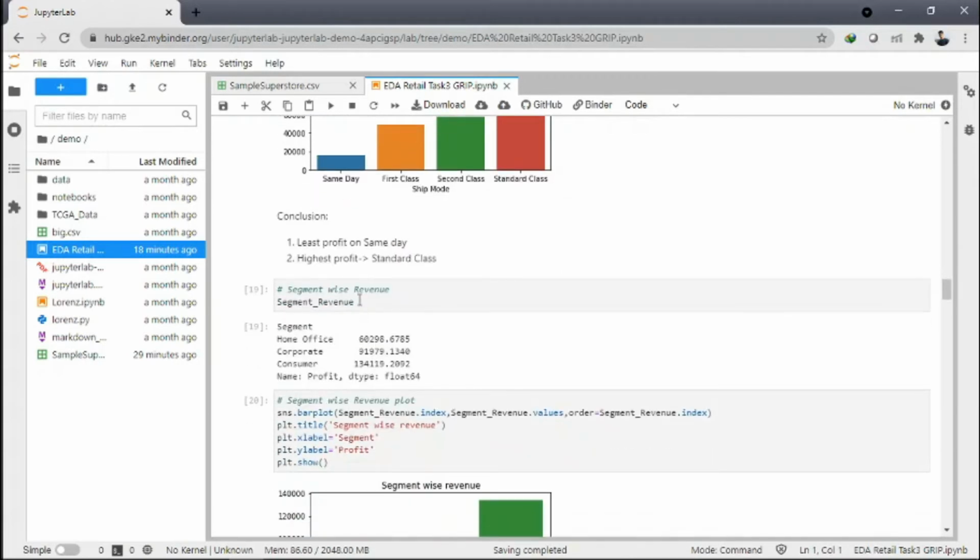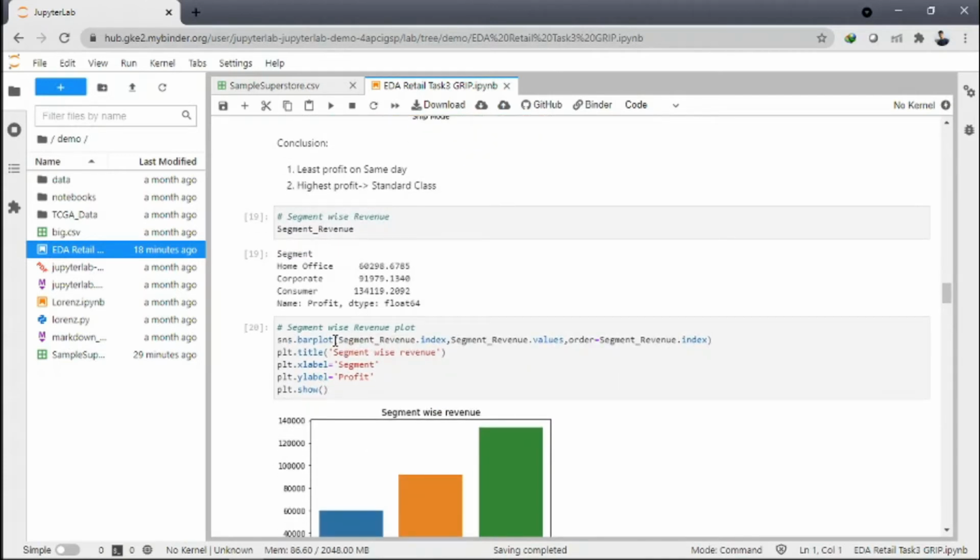And segment wise revenue, here we can see that for home office it's the least, and for consumer it's the highest profit. So now we are doing the same thing. We are plotting our bar plot.